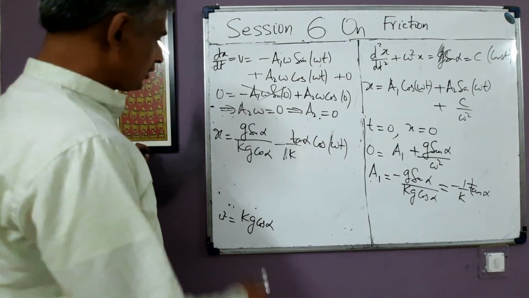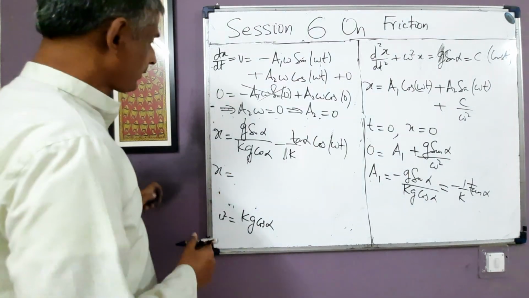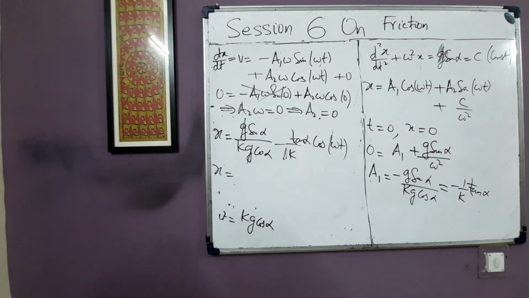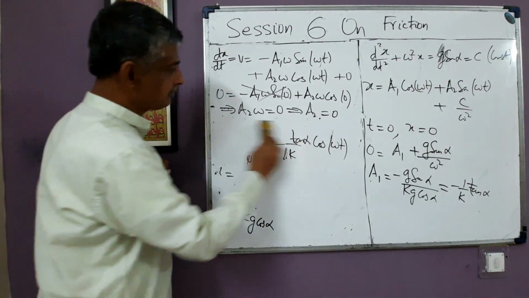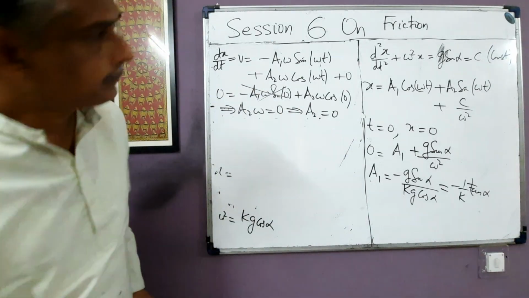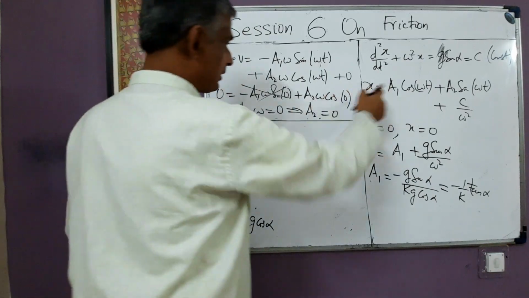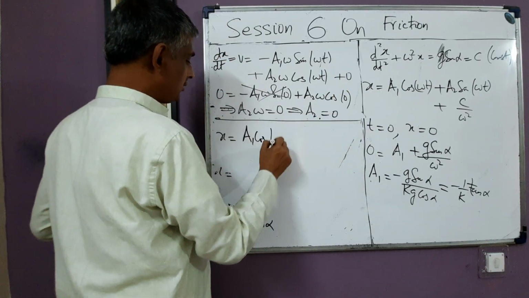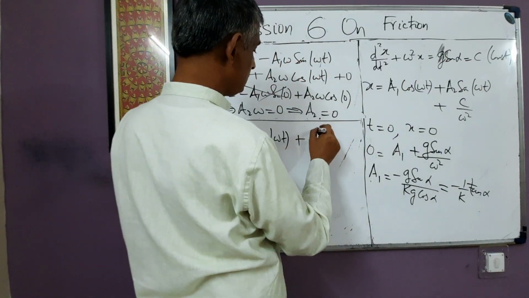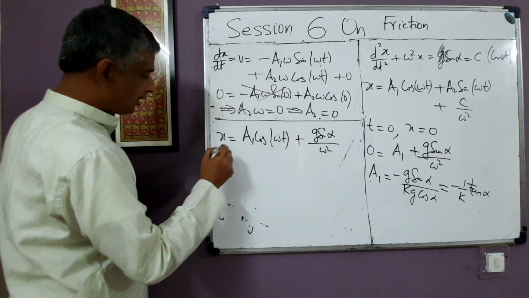Alright. See, g goes away. So x becomes how much? I'll write it again, please give me some time. See, A2 is 0, so this term goes away. So what do you write? X becomes A1 cos omega t, A2 is 0. C becomes g sin alpha by omega square.